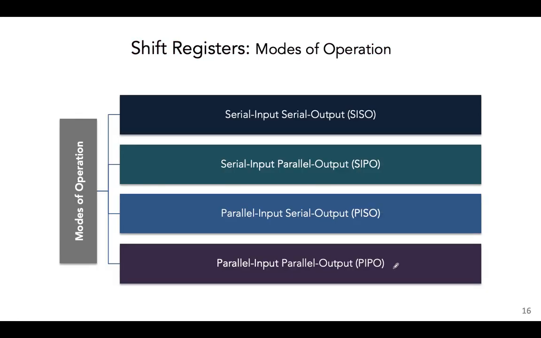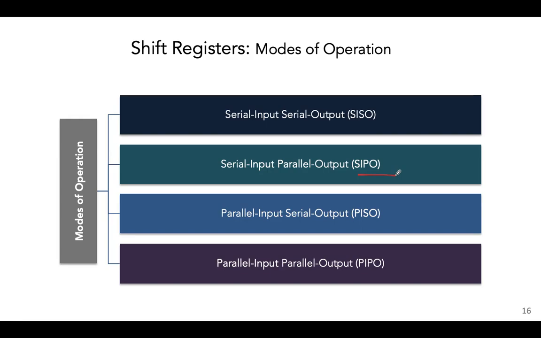Alright, let's move on now and talk about the various modes of operation of shift registers. Specifically, we have 4 main kinds of shift registers when you're talking about the categorization based on modes of operation, right? So we have SISO, serial input, serial output. From the name itself, you can kind of guess the data goes in serially, and the output of the register is also serial.